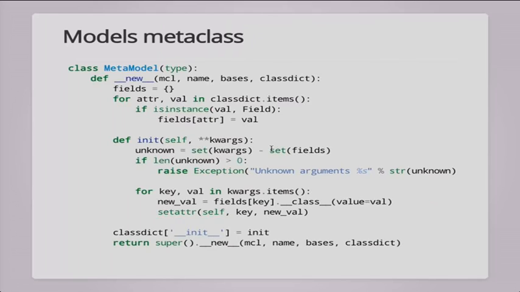Otherwise, if everything is fine, then loop over this and set an attribute on this object self with, as a key, the name of the argument, and as a value, the value which I just created by calling the class and passing the value. So it sounds more complicated than this, maybe, but I'll try to show how it works. And then after that, the important step is that I redefine the init of the class to the thing which I already defined here. And then I return just the super call. I'm trying to show you just very simply how this behaves.